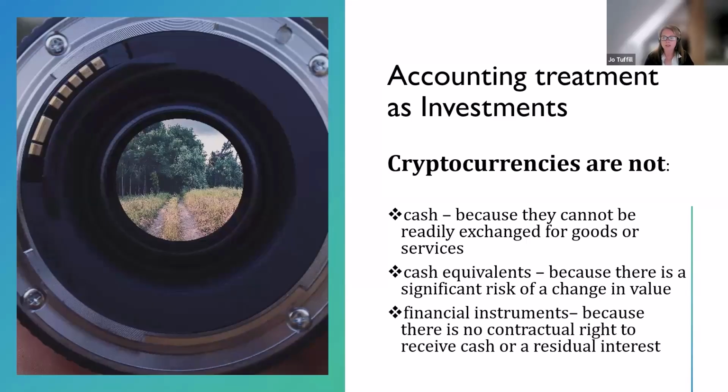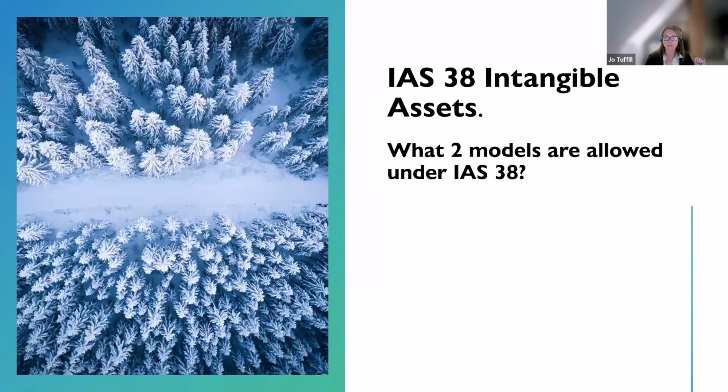They're not financial instruments, because there's no contractual right to receive cash, or it's a residual interest. So a contractual right to receive cash would be a financial debt asset, but to receive a residual interest in an entity would be a financial equity asset. So it's neither of those. So what is it? Well, the technical article says it's an intangible asset, potentially.